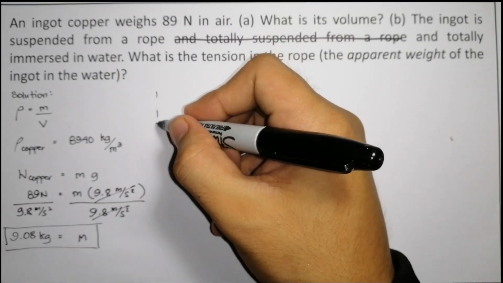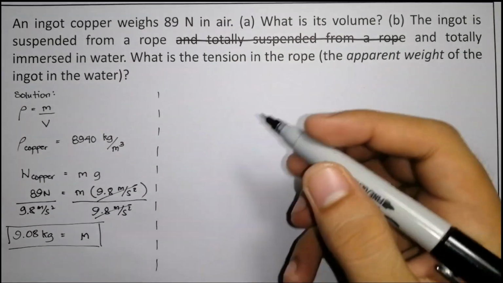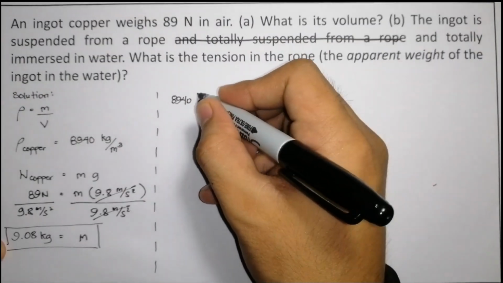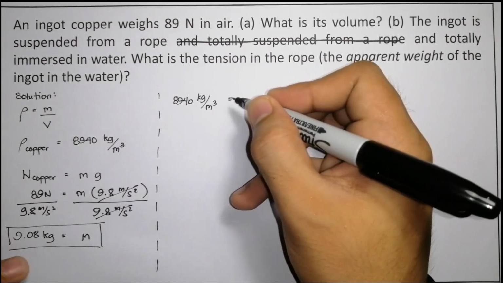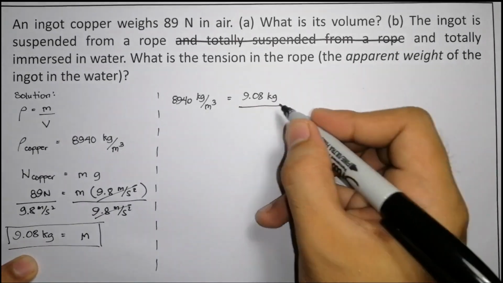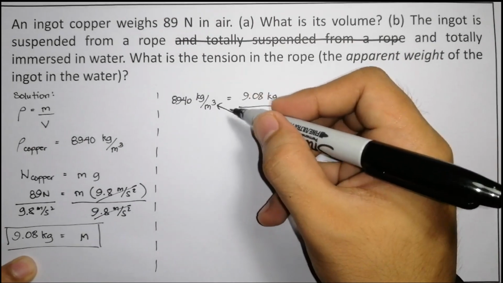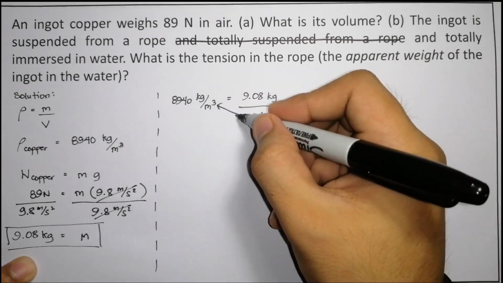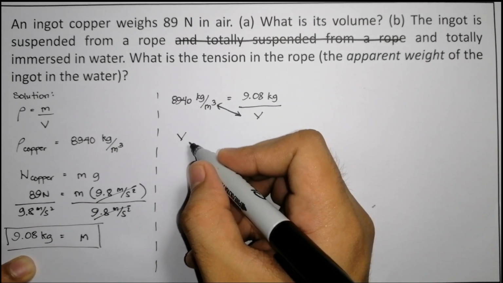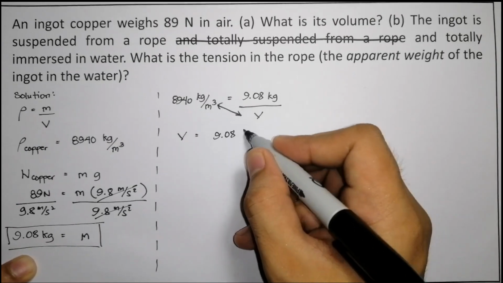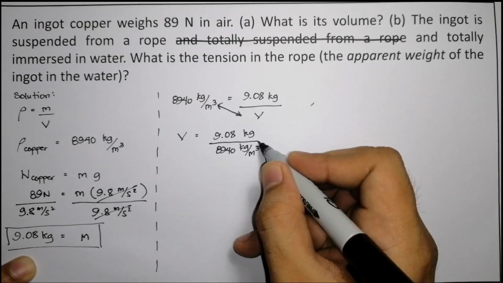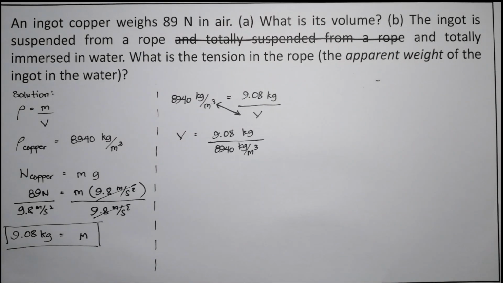So what happens here is the density of copper, which is 8,940 kilograms per meter cube, is equal to the mass, 9.08 kilograms, divided by the volume. Now, cross-multiplying, the volume goes up to the top and the 8,940 goes to the bottom. So the volume of the copper is equal to 9.08 kilograms divided by 8,940 kilograms per meter cube.